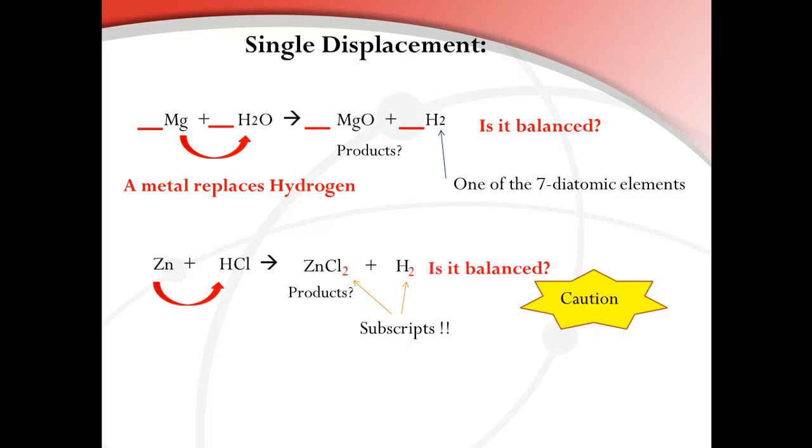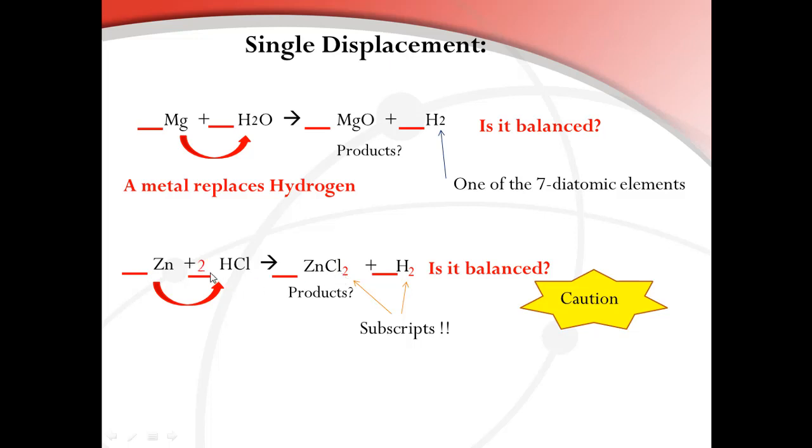Now we can go through and find out if it's balanced. We'll put the lines in. We have 1 zinc, that's good. Hydrogen, there's 1 hydrogen here, but there's 2 here. Uh-oh, not balanced. 1 chlorine, 2 chlorines in the products, not balanced.